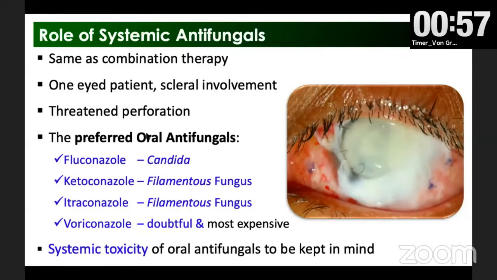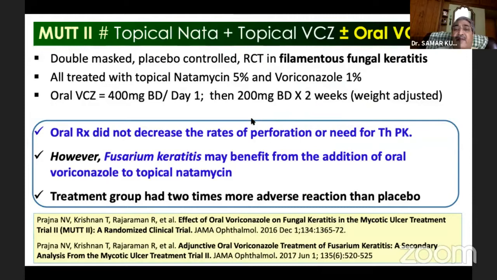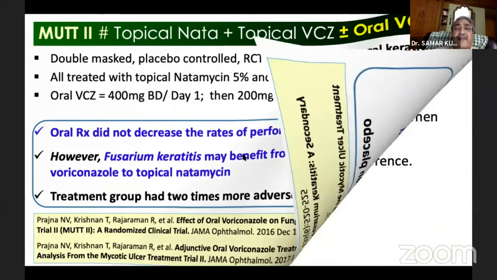There is also a role for systemic antifungals: fluconazole, ketoconazole, itraconazole or voriconazole. The systemic toxicity of oral antifungals should also be kept in mind, so you have to go for liver function tests after some time. MUTT trial 2 also showed that if you add oral voriconazole, it is not very helpful for fungal keratitis.